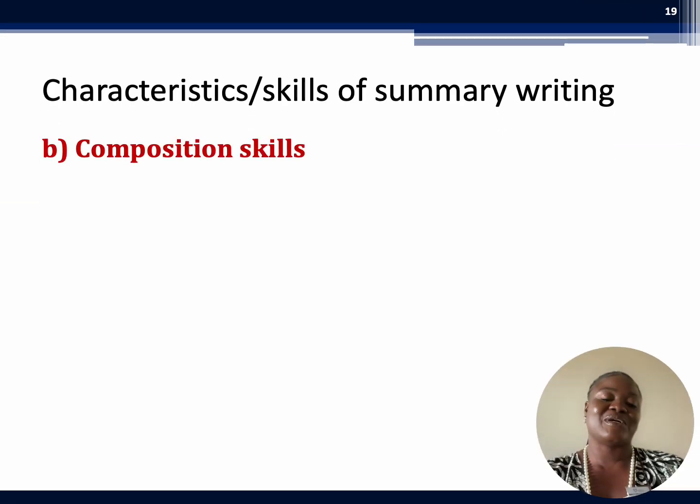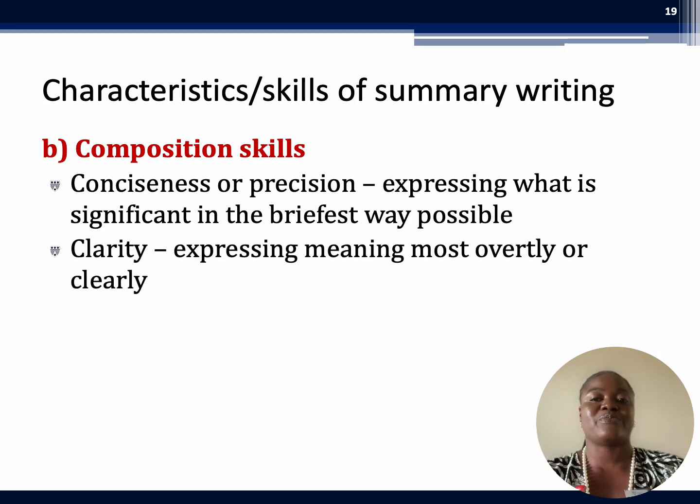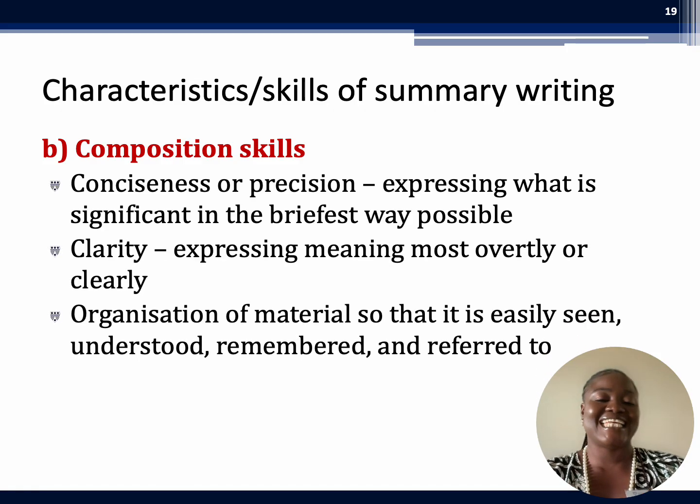Also, we then go to composition skills. We're done with comprehension skills. Now we're talking about composition skills. And under composition skills, the first one there is conciseness or precision. Now, composition skills generally refer to the ability to express your understanding clearly and concisely, because those skills will help you effectively determine how you can communicate your summary to others, right? Good comprehension must be paired with clear expression.